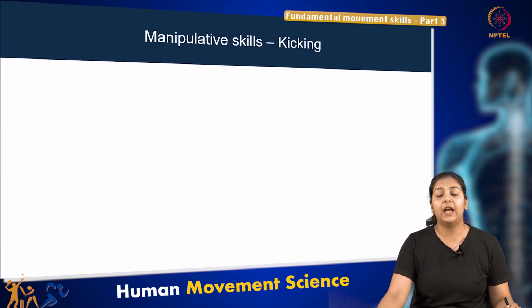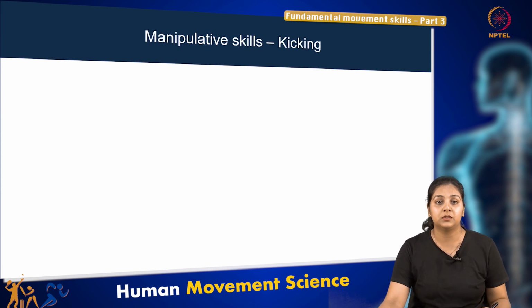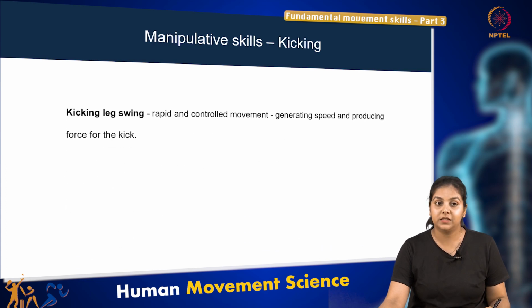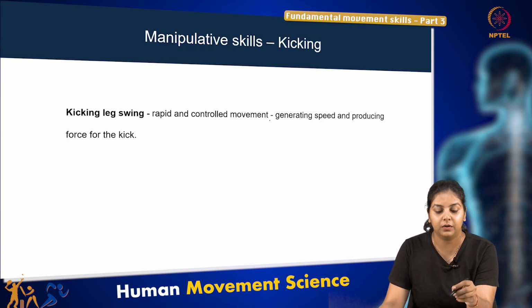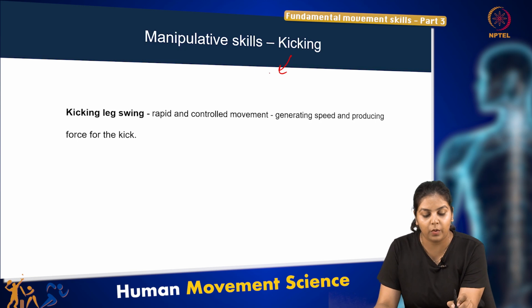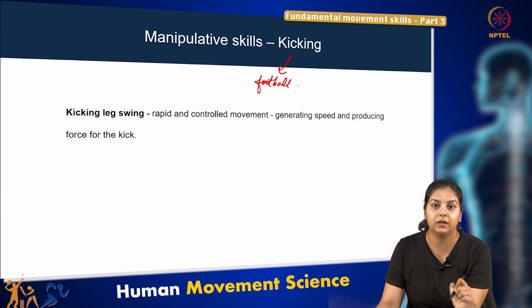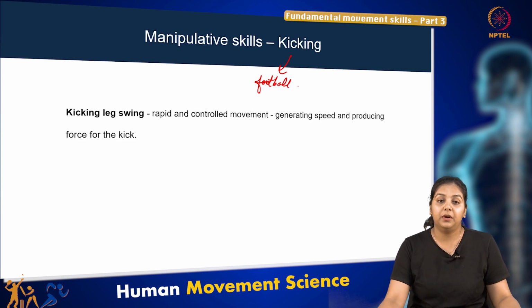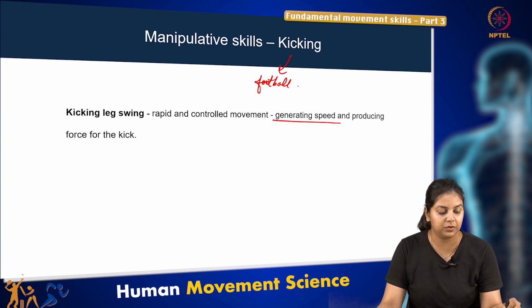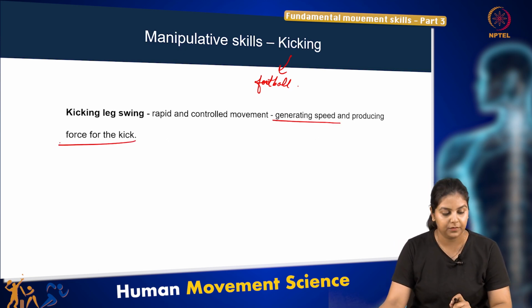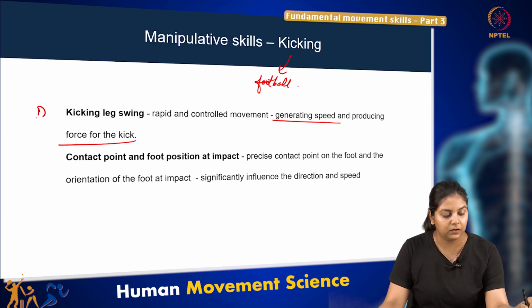Right, now that we've looked at some of the manipulative skills of throwing, let's look at kicking. What are some of the important characteristics of it? So the kicking leg swing, which is a rapid and a controlled movement, right? For example, where would kicking be important? Quite famously, football. So it's a rapid and a controlled movement, where again the goal here is to generate speed and produce force for the kick, right? So it's important to look at the leg swings.